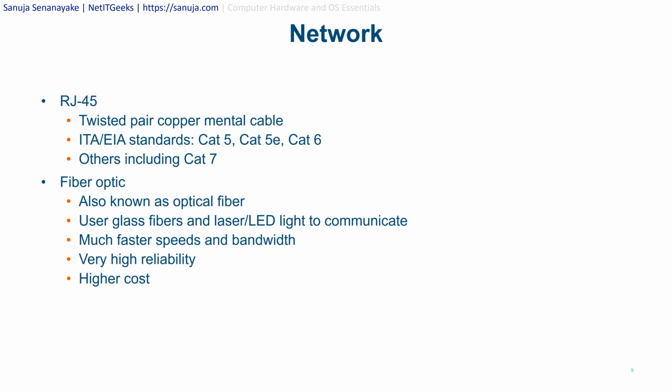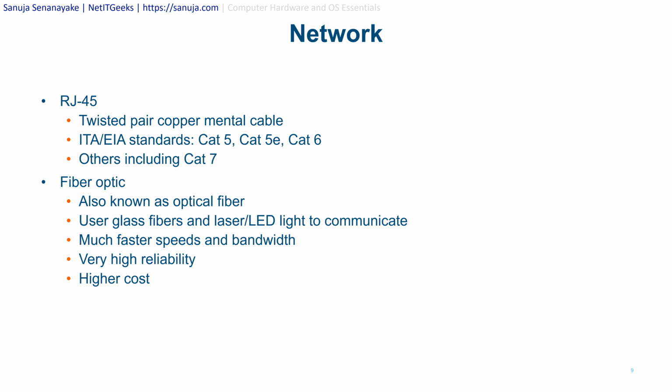So, network connections. I already showed you what the RJ45 connector and fiber optic connectors look like. The RJ45 connector is used with twisted pair copper metal cable. It is standardized by TIA/EIA in Cat5, Cat5e and Cat6 cables. So you can get RJ45 cables standard in Cat5, Cat5e and Cat6. But there are some non-standard cables, such as Cat7 cables, that are being pushed into the market by different companies and organizations, but they're not actually standardized at this time.